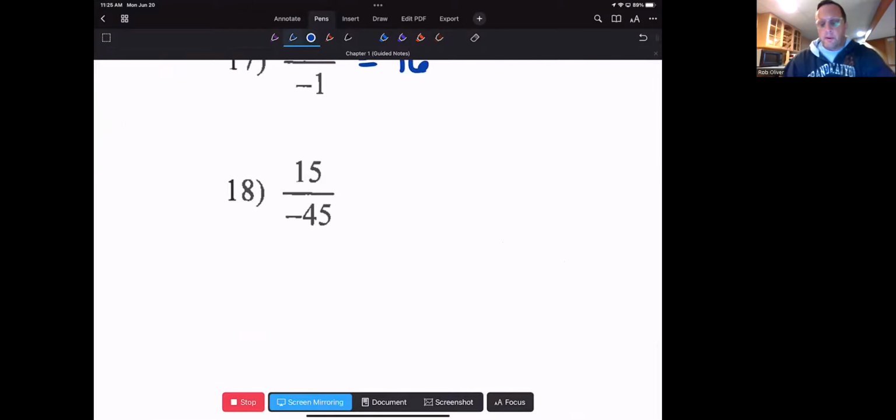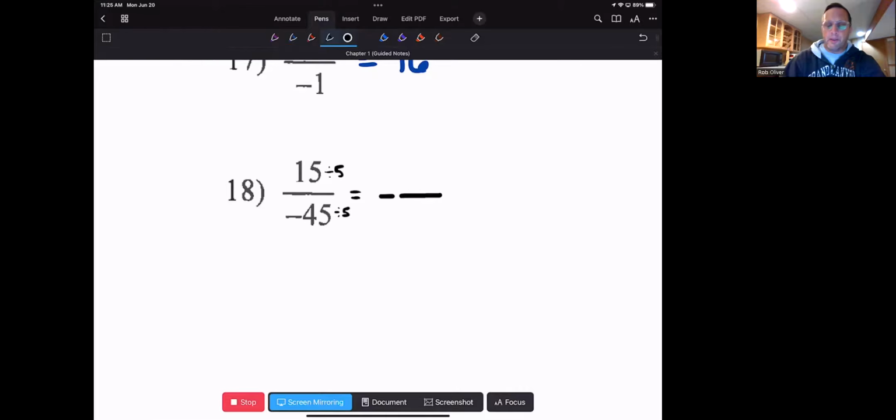And then on number 18, 15 doesn't divide by 45 nicely. So what we want to do for this one is I would just treat it like simplifying a fraction into lowest terms. And since we have one negative in there, it doesn't really matter where we put the negative. It can be in the top, the bottom, but let's just divide the top and the bottom by 3. Or not by 3. Let's do by 5. That's a better number. 3 would work, but 5 is better.